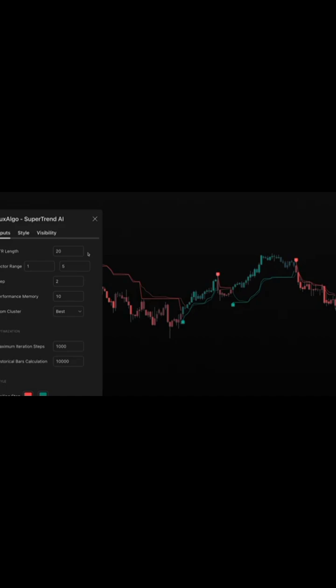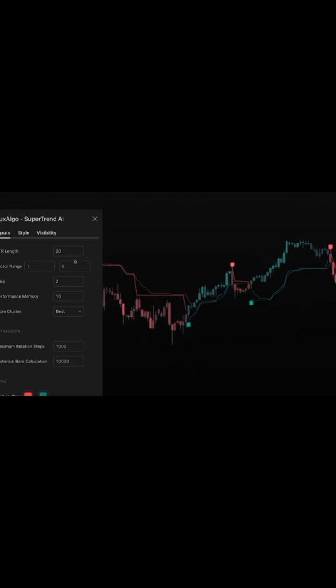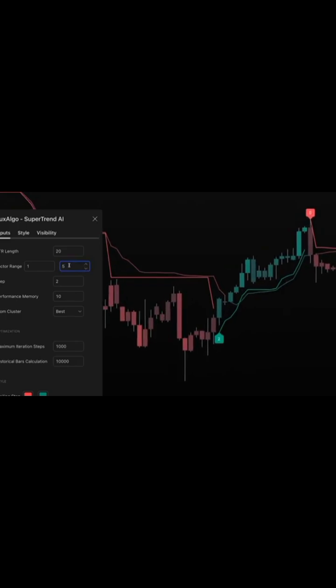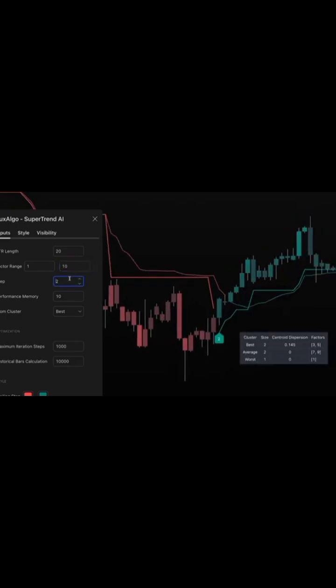Building on this, the factor range and step size define how the trailing stop behaves. The factor value influences the distance of the stop from the price, directly impacting risk tolerance. By setting a range of values, the indicator tests various configurations, which are reflected in the dashboard clusters. The step size fine-tunes this process.